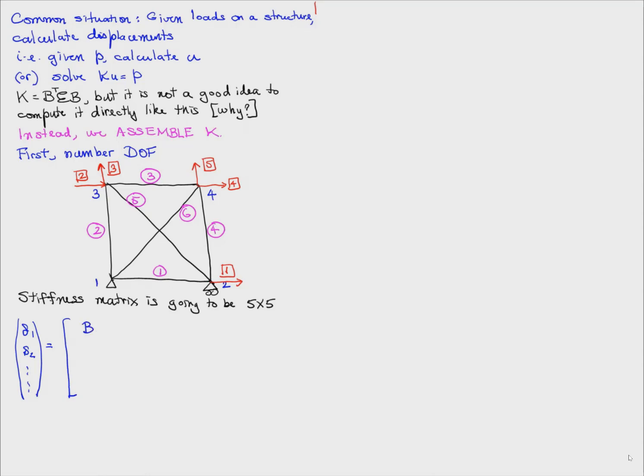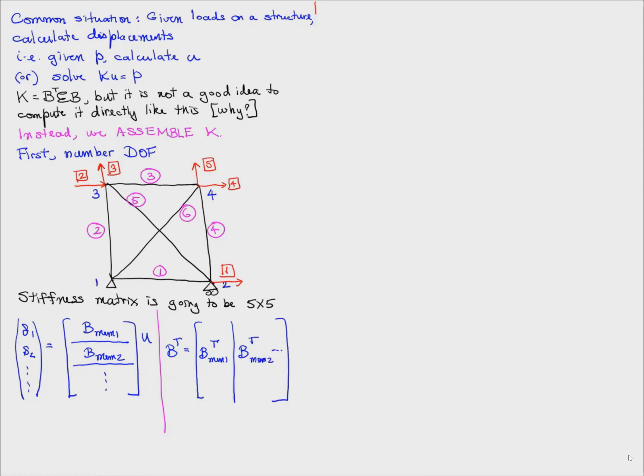Now if we look at the B matrix, each row of the B matrix corresponds to a particular member as shown here. And therefore each column of the B transpose matrix corresponds to a member. We can use this fact to write the stiffness matrix as the sum of B of each member transpose times E of each member times B of each member, summed over all the members. So what I'd like you to do is to just demonstrate that this can in fact be done.